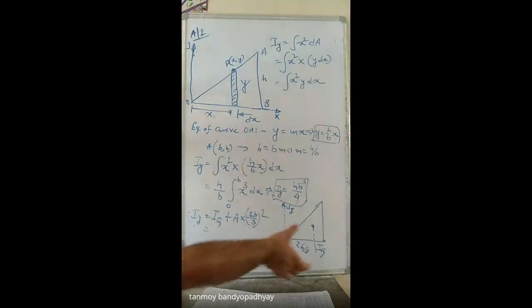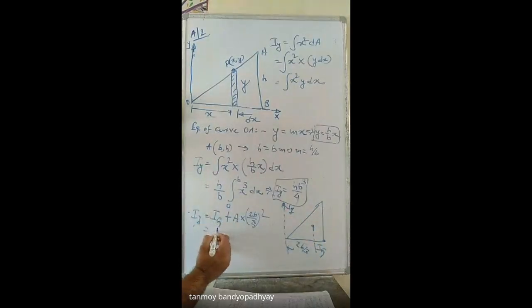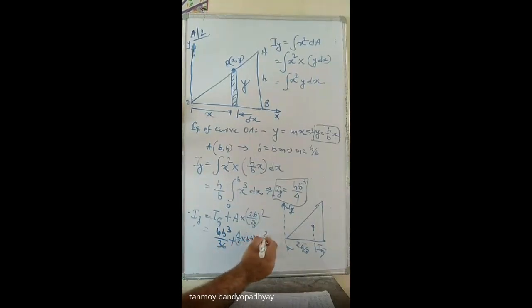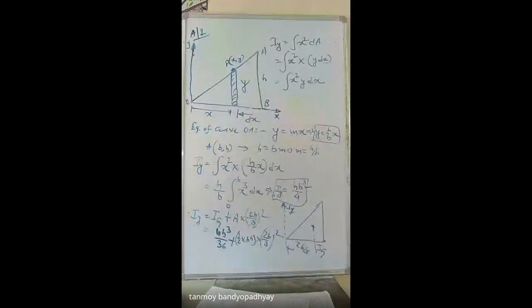So in that case, this one will be the base. So h into b cube by 36. It should be h into b cube divided by 36 plus area of the triangle, half bh, into 2b by 3 whole square. So now if we calculate Iy, it should match this value. Just to re-verify that you have done the calculations correctly.